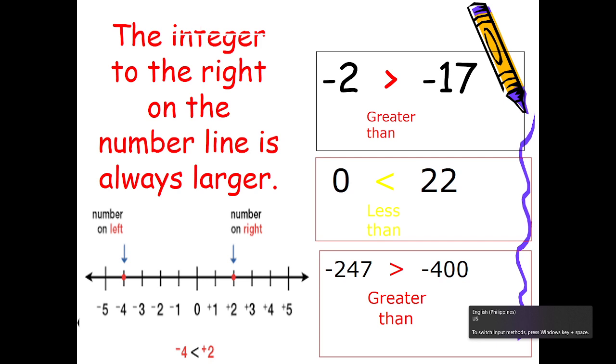Another pair is 0 and 22. 22 here is positive, and as I said earlier, positive numbers are always at the right of 0. Hence, 0 is less than positive 22. Next, we have -247 and -400. -400 is at the far left of -247. Hence, it is less than, or shall we say, -247 is greater than -400.